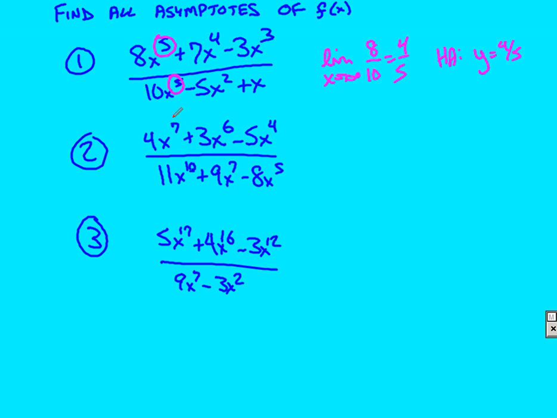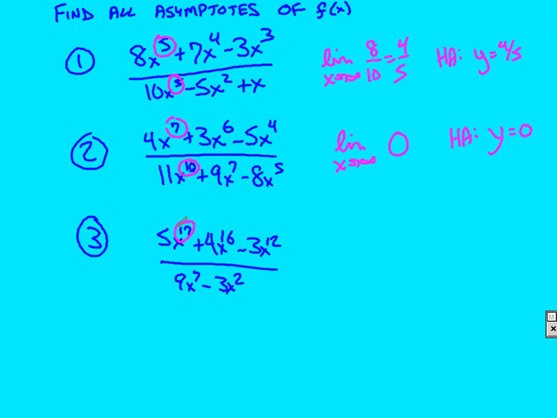In this one, degree of the numerator is less than degree of the denominator, so the bottom is going to increase much more rapidly. That means the limit here is going to be 0 because it's much bigger on the bottom than it is on the top. So dividing by a big number means I'm approaching 0. So my horizontal asymptote is y equals 0.